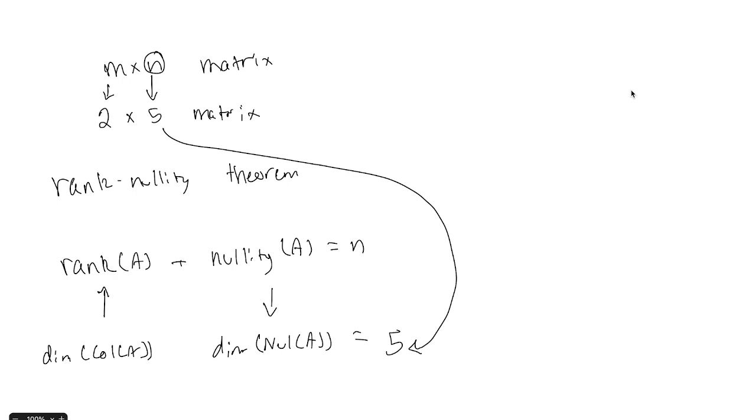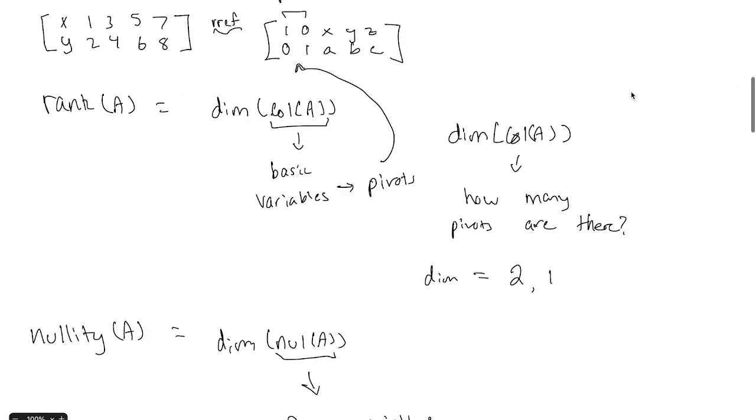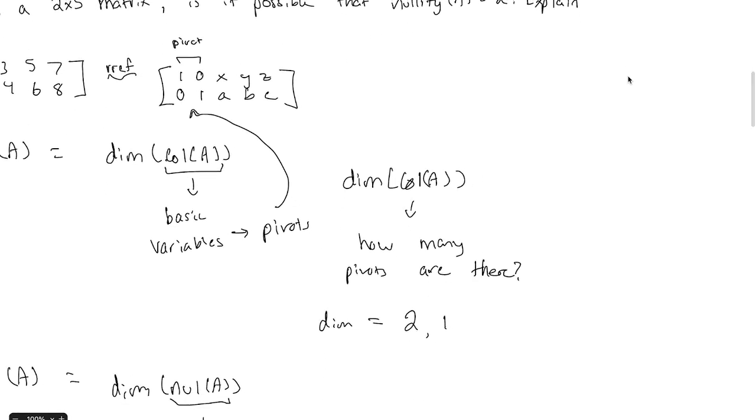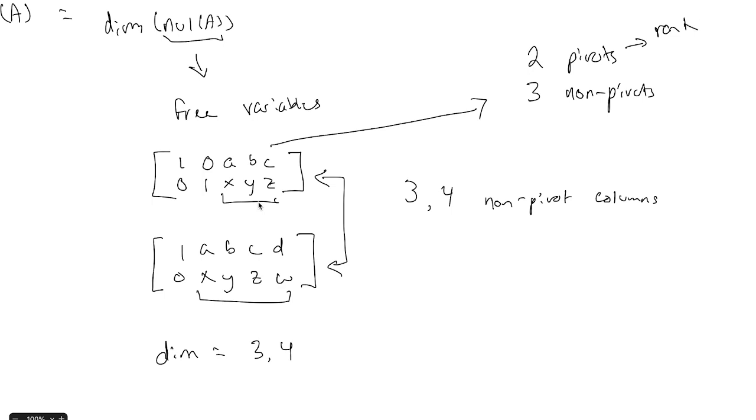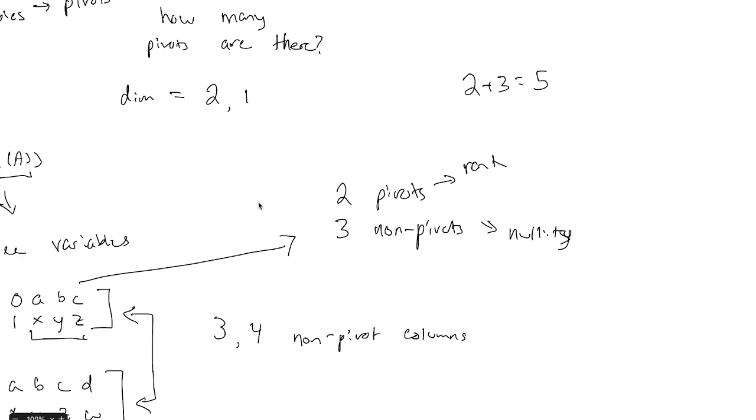If you look at this, it makes a lot of sense, actually. Let's scroll up and look at this one. We can see that it has 2 pivots and 3 non-pivots. This relates to our rank, this relates to our nullity. Let's add those together. 2 plus 3 is equal to 5. Look at that. This is our rank, this is our nullity, this is our n, our number of columns. And it works with the other one too.